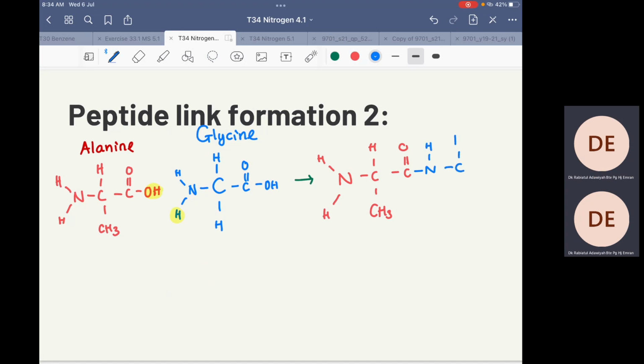NH, COOH. Make sure you already remove the hydrogen on the nitrogen, yeah? And again, this is our amide or peptide bond.